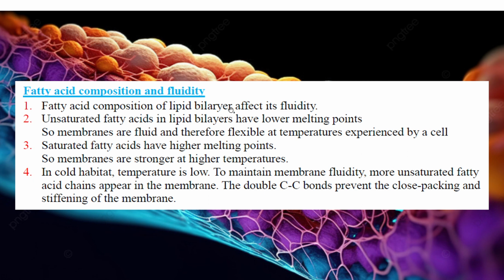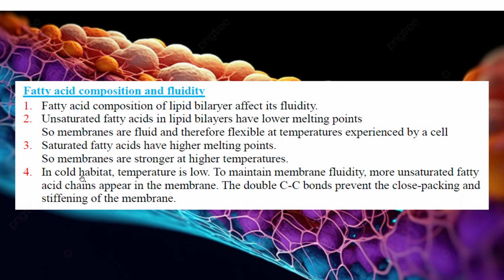So, fatty acid composition and fluidity. The fatty acid composition of the lipid bilayer affects its fluidity. How can it affect it? It depends on the interaction between these fatty acids. If it has an unsaturated fatty acid, remember, more double bonds means less bonding with others, so it has a lower melting point, with less interaction between the fatty acids. So the membrane is more fluid and therefore more flexible at the temperatures experienced by the cell. If it is a saturated fatty acid, it has more interaction and a higher melting point, so the membrane is stronger at higher temperature.